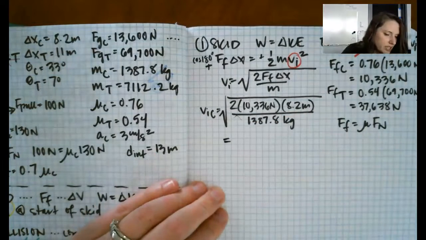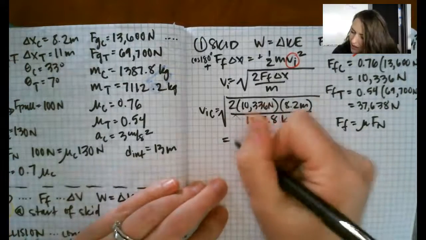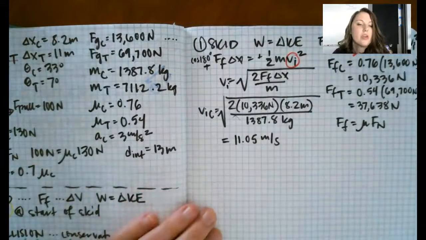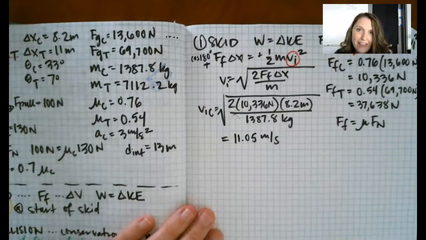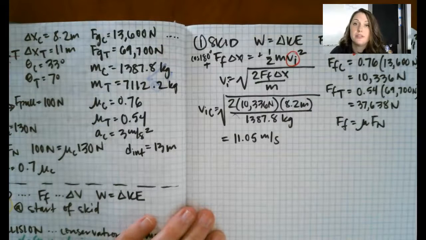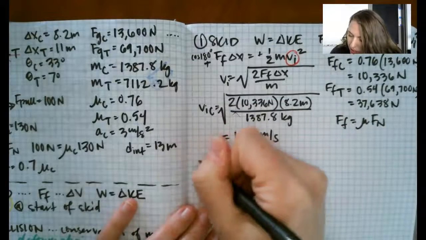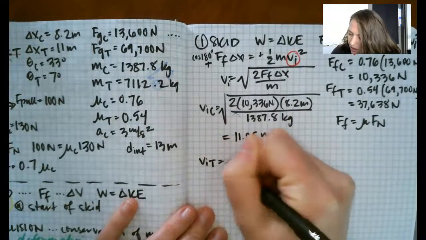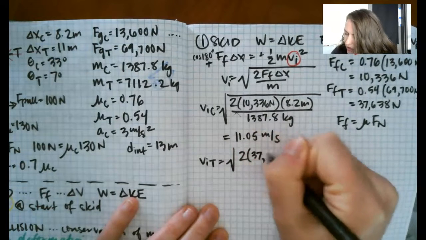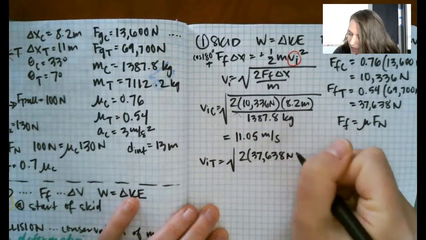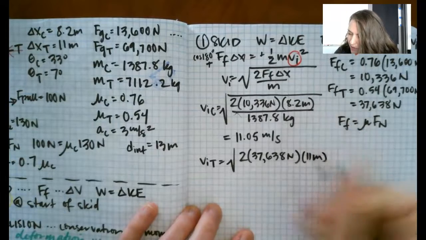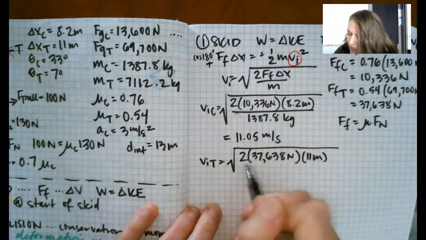And I get that the velocity of my car is 11.05 meters per second. That's how fast the car was going after the collision had taken place. That's the initial velocity of the skid. I'm going to do the same calculation for the truck. 2 times the force of friction of my truck, which is 37,638 newtons, times the length of the skid, which was 11 meters. Just that alone right there is why you don't play chicken with a big truck.